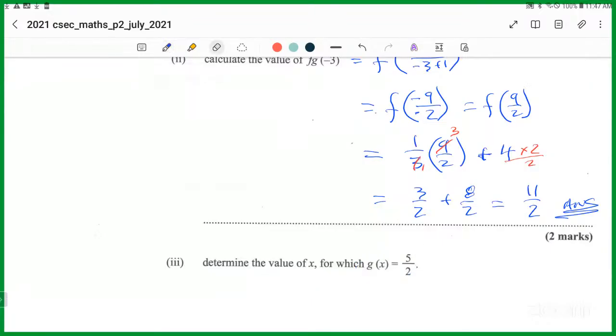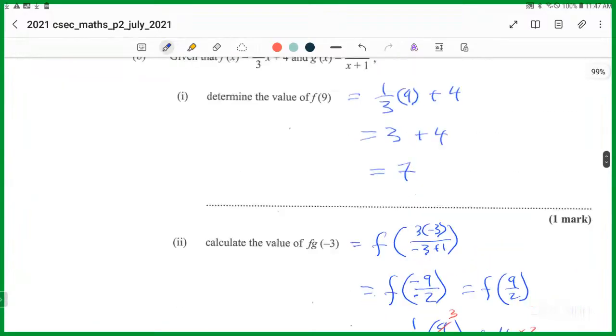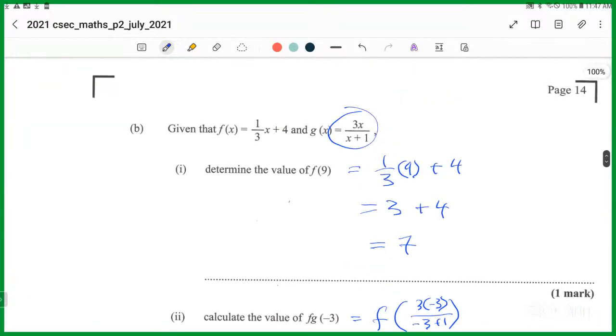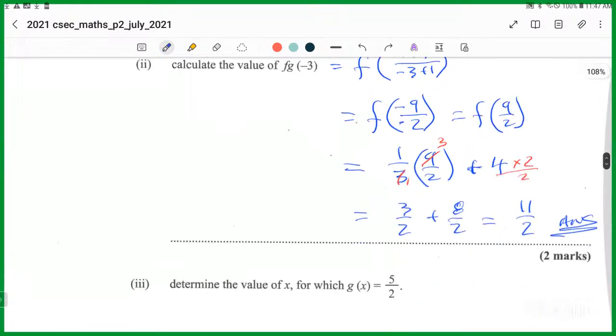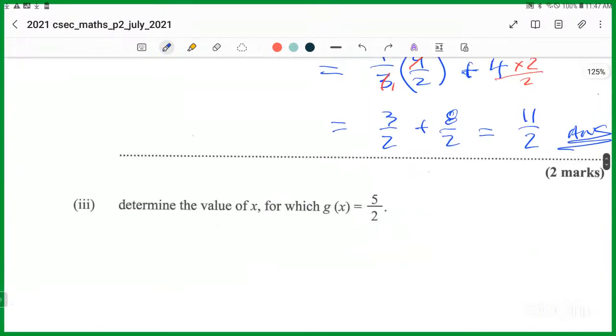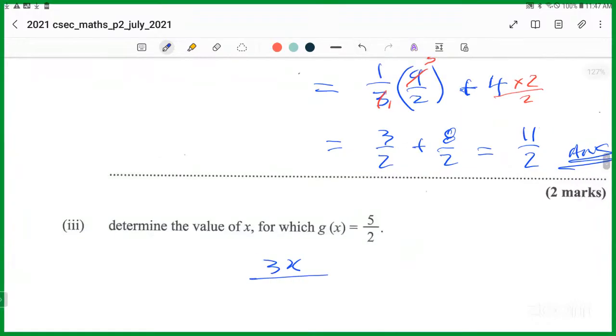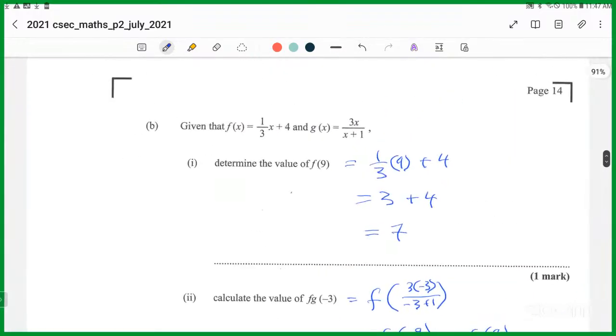This last part now says find the value of x if g of x is equal to 5/2. Now this can be done multiple ways. But what we're going to do is simply put this g of x function equal to 5/2 and solve it. Tomorrow I'll show you another way to do it using inverse. Alright? So we're going to do this. Put the g of x. The g of x is 3x over x plus 1.